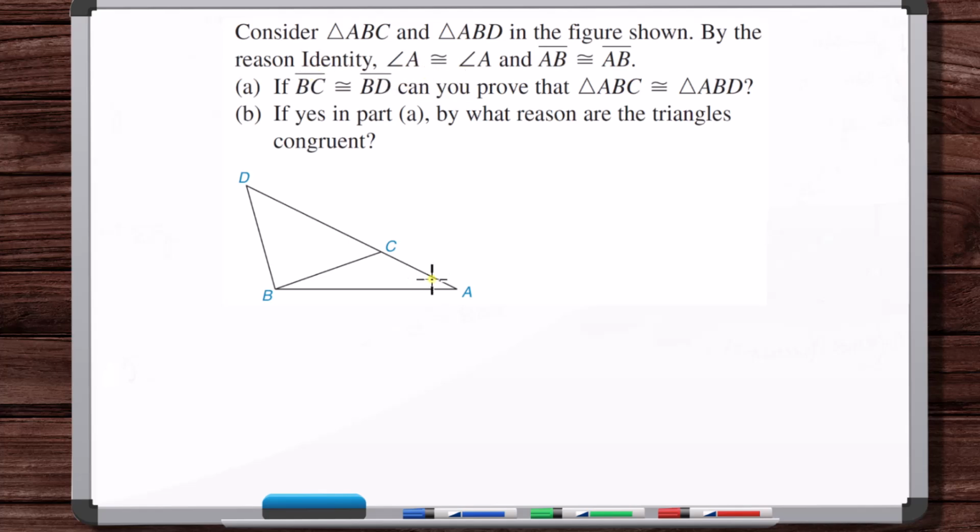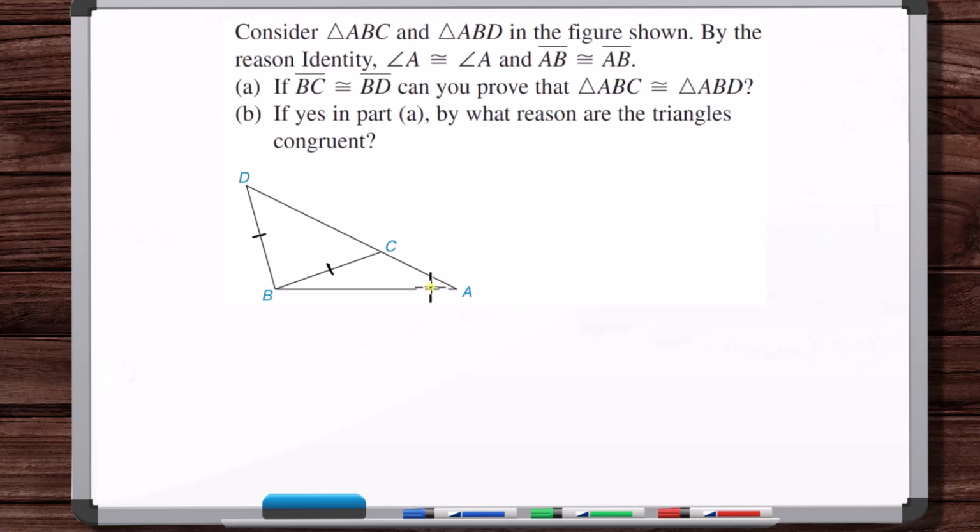And when you're comparing triangle ABC to triangle ABD, you're saying that angle A is congruent to angle A. It's the same angle. And similarly, side length AB for both triangles is the same. So they're both congruent. All right, so if segment BC is congruent to segment BD, what they're saying is that this is congruent to this. With that, then, can you prove that triangle ABC is congruent to triangle ABD?